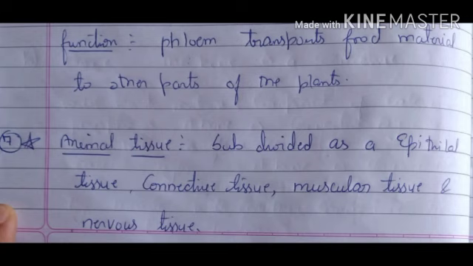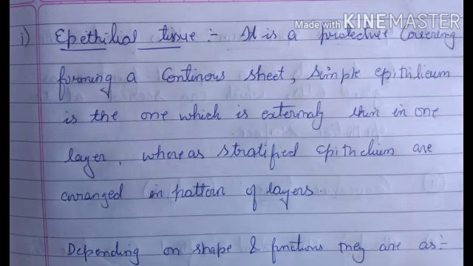Then next we have the animal tissue. Animal tissue is divided into epithelial tissue, connective tissue, muscular tissue and nerve tissue. Animal tissue is found in animals only, so we have four parts of it. First we have epithelial tissue.